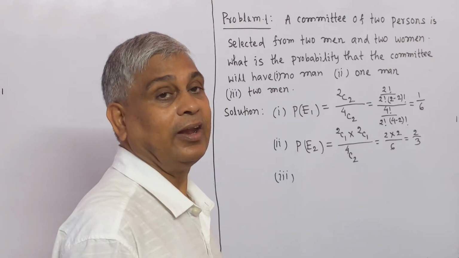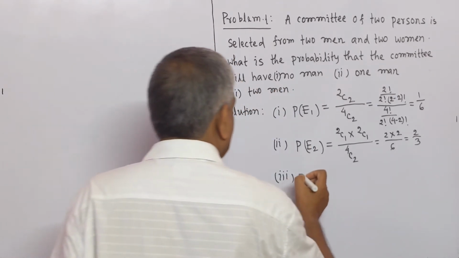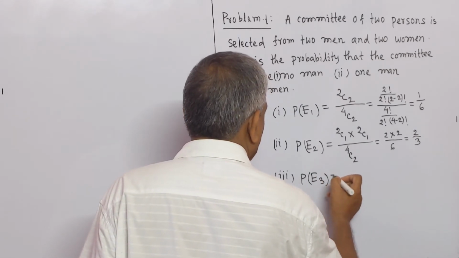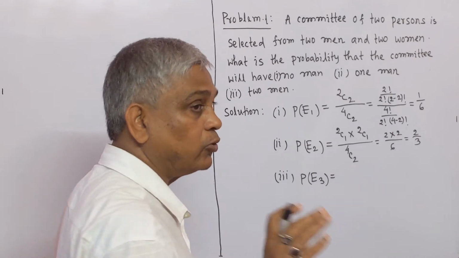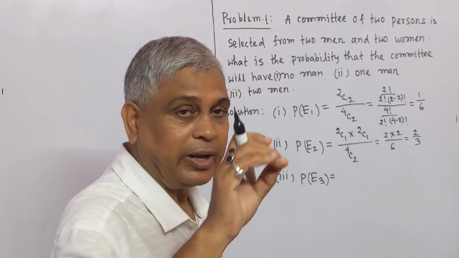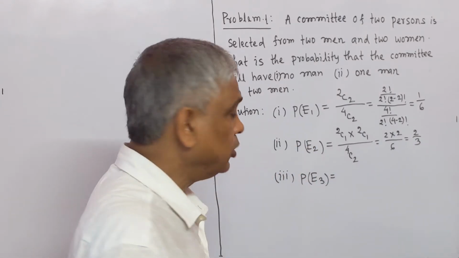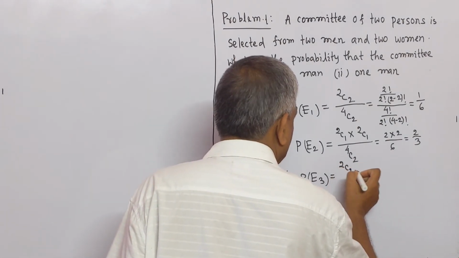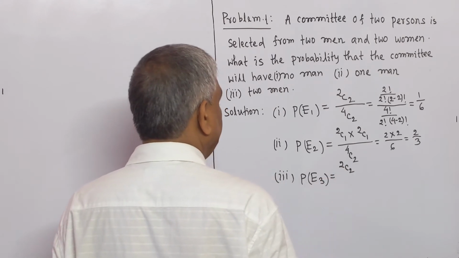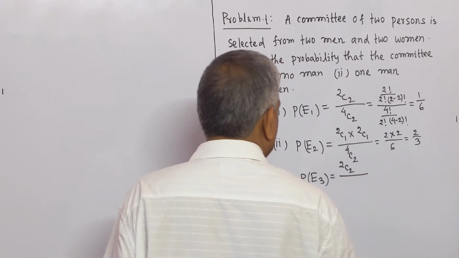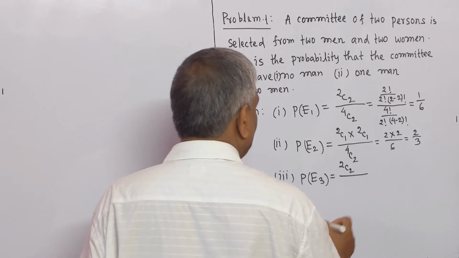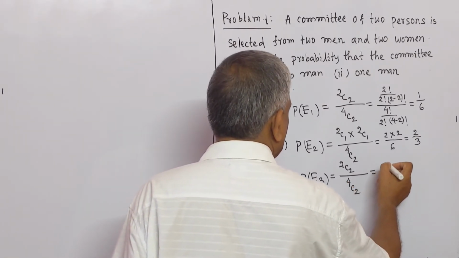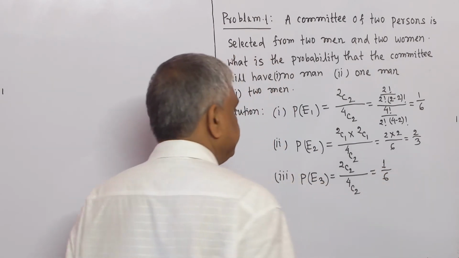Number 3: 2 men. Let this event be E3. Event is to select 2 men. We have number of men 2, so we have to select 2 men out of 2 men. This is the number of elements in the event, and number of elements in sample space will be 4C2. This is 1 by 6.